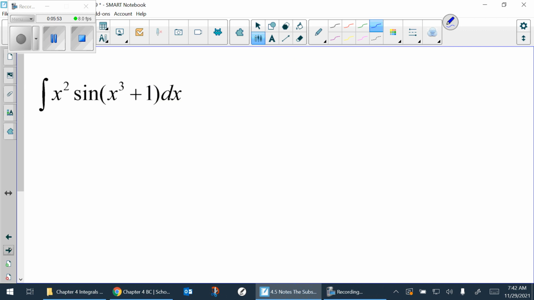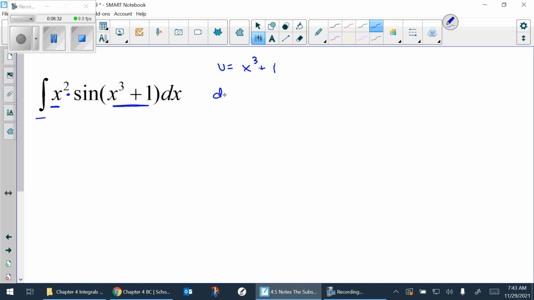All right, let's take a look at this. We've got a product. We're asked to take the integral of a product. And so I'm suspicious that we'll probably have to use substitution. Does it look as if one portion of this, or one factor of this integral, is sort of the derivative of another part? Well, x squared is sort of the derivative of x cubed plus 1. So I'm going to let u equal x cubed plus 1.